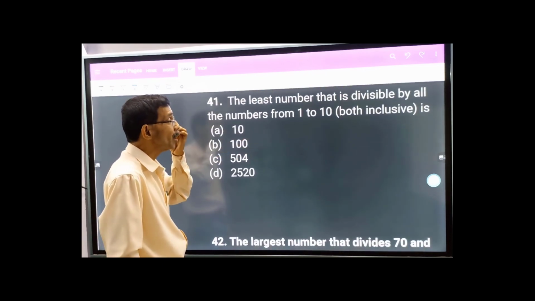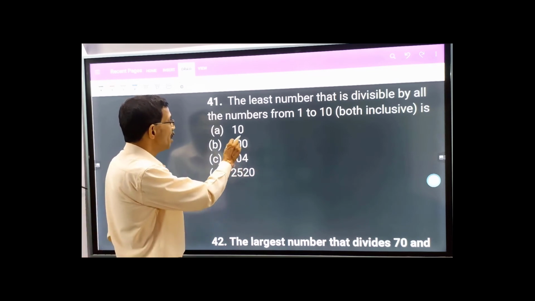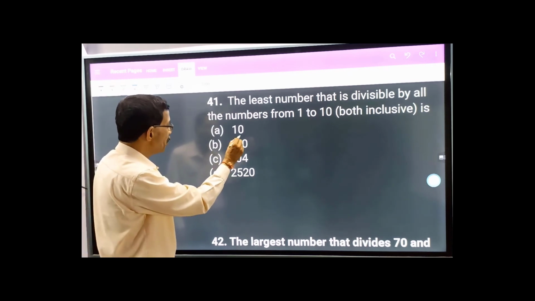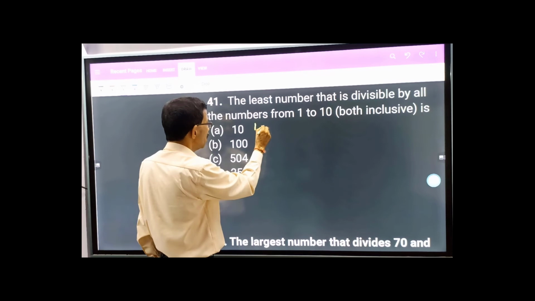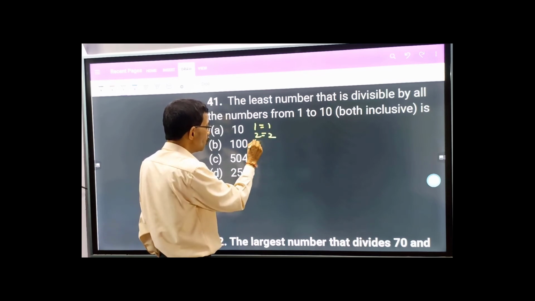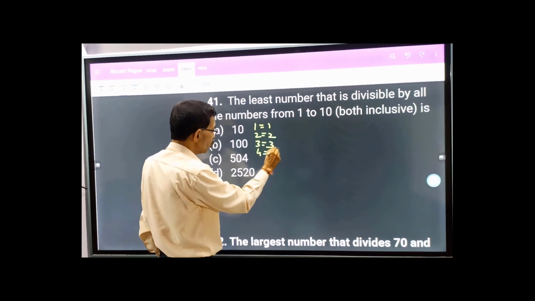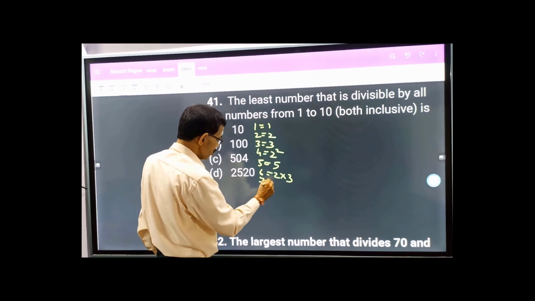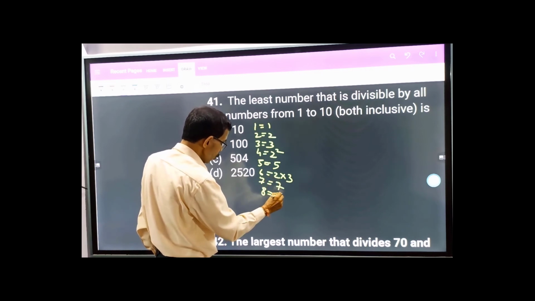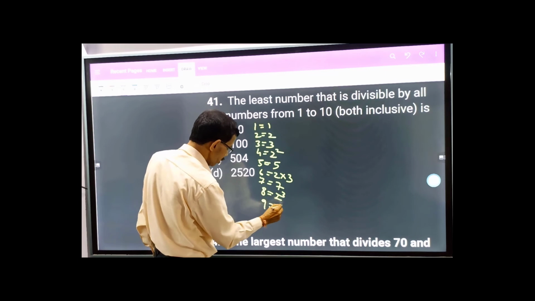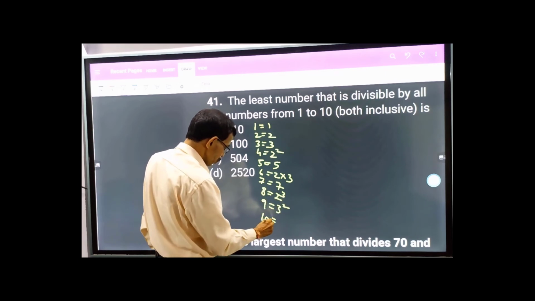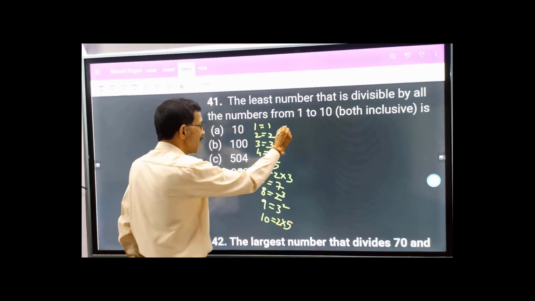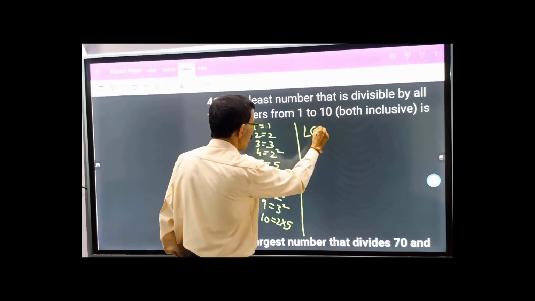Again here we are coming to the least number, so we have to find the LCM from 1 to 10. So again we will repeat the procedure. 1 is equal to 1, 2 is equal to 2, 3 is equal to 3, 4 is equal to 2 square, 5 is equal to 5, 6 is equal to 2 into 3, 7 is equal to 7, 8 is equal to 2 cube, 9 is equal to 3 square, and 10 is equal to 2 into 5. So we will find the LCM of all this.